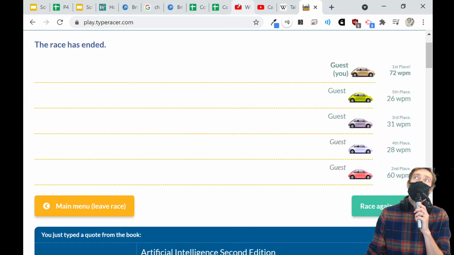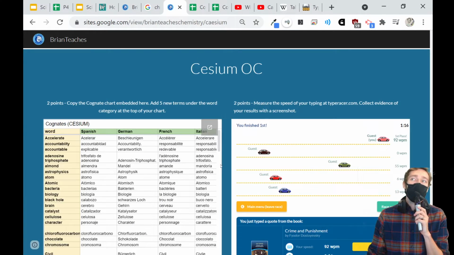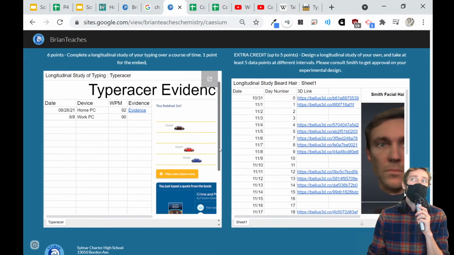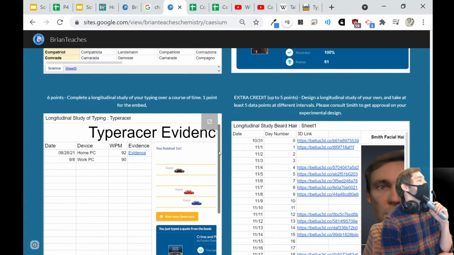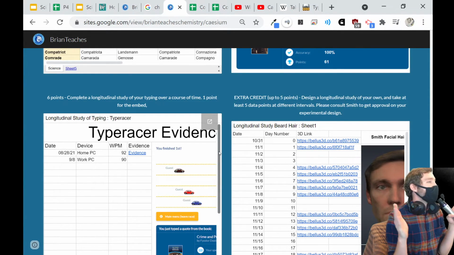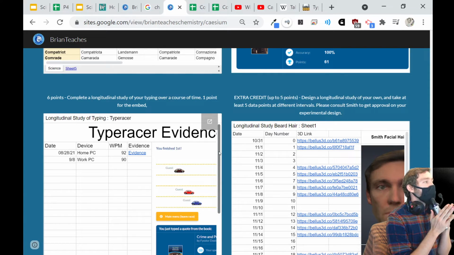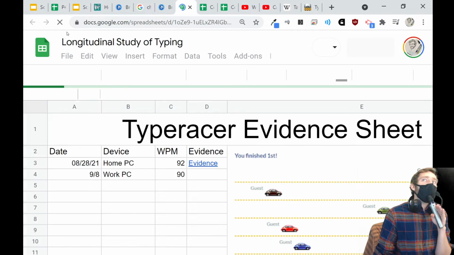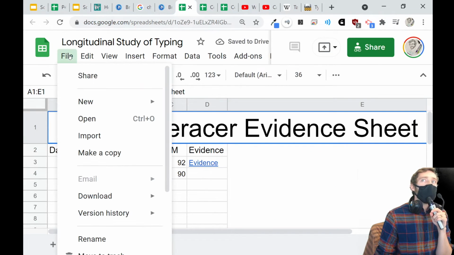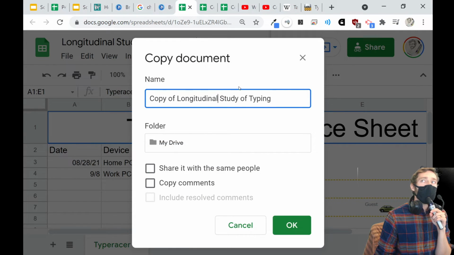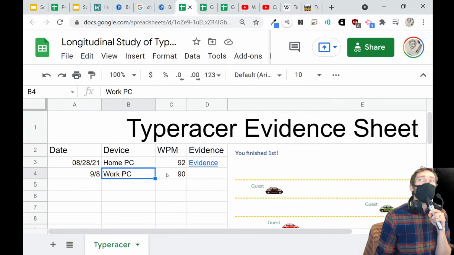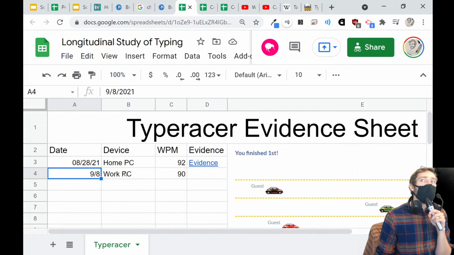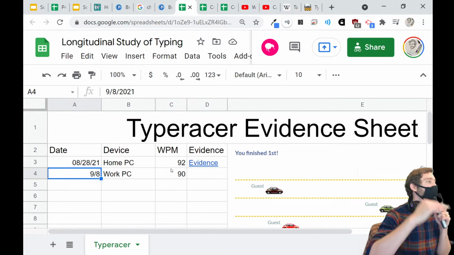The next part that has to do with time, because cesium is our time element, is a longitudinal study. A longitudinal study is one that takes place over a long time. So you have to have some amount of time that occurs. I want you to make a copy of my longitudinal study of typing. File, make a copy for yourself, and you are going to add in your evidence for the typing over the course of at least 5 days.